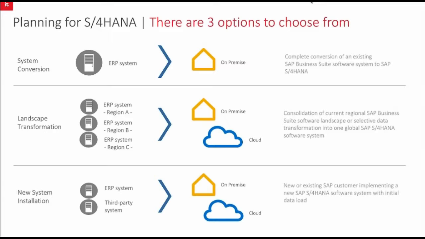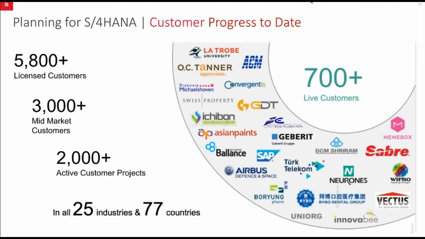So what effect is this having on the market? What rate of change and what adoption pace are customers looking at? Let's just take a moment to think about that. The latest figures that we saw last quarter from SAP say 700 plus, and I think we're nearing 1,000 now, live customers globally on S4HANA. Nearly 6,000 licensed customers, over 3,000 of those being in the mid-market, 2,000 plus active customer projects, covering all industries and a very, very large number of countries.